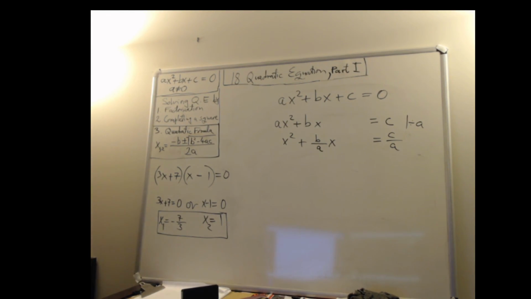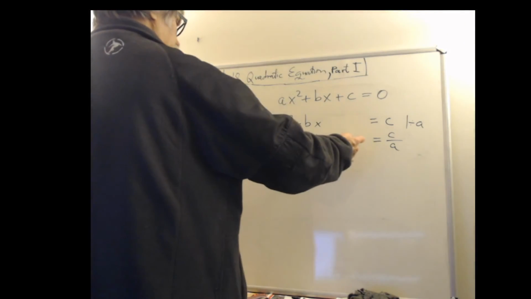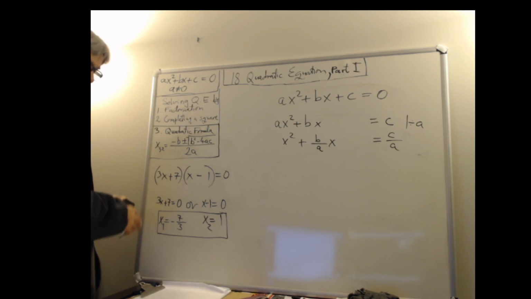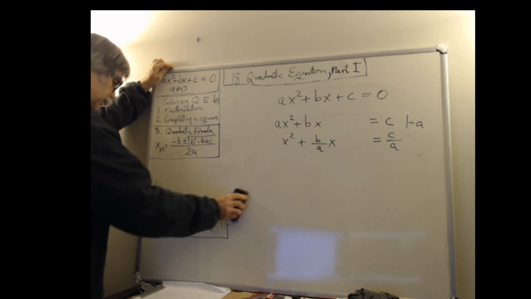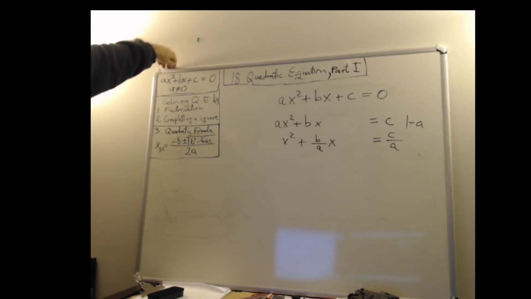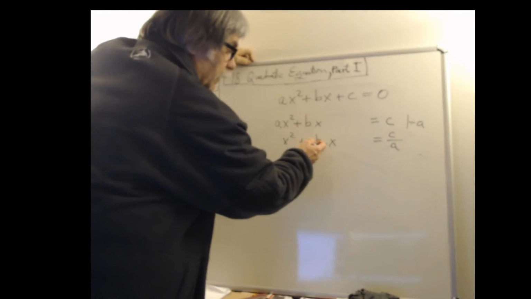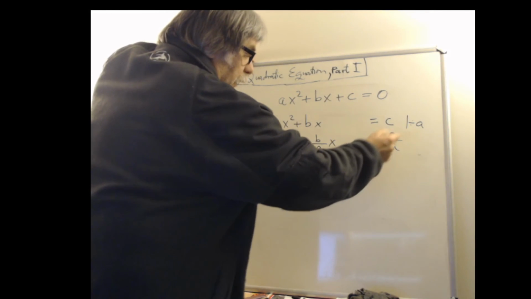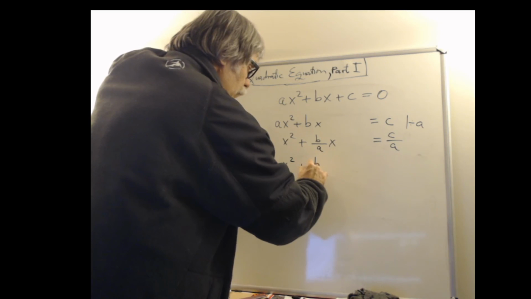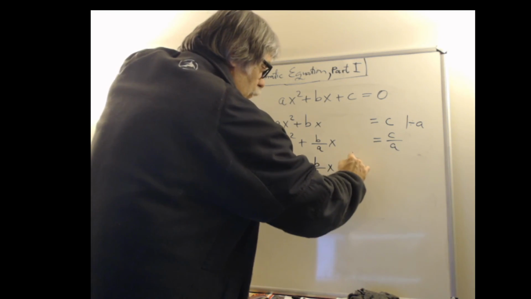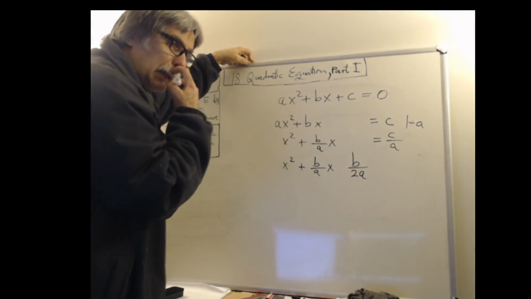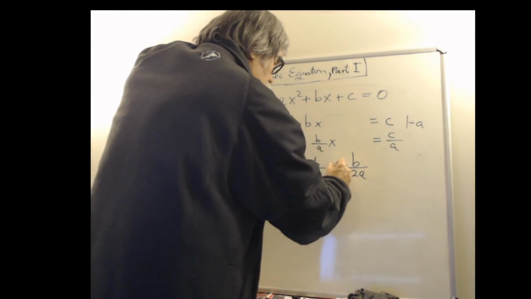Okay? Now, I need here a third term to get this nice square. So, I need to halve this guy, square it, add it here, and add it here. That's a half of this. Double the denominator, right? I already talked about it.